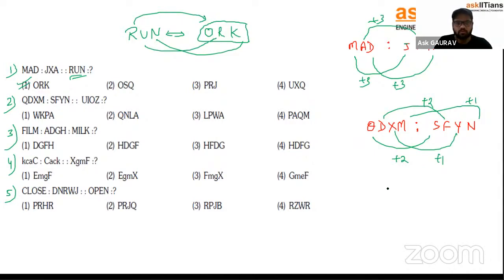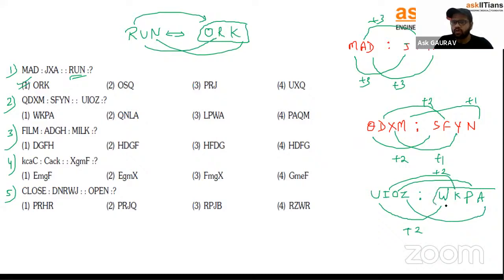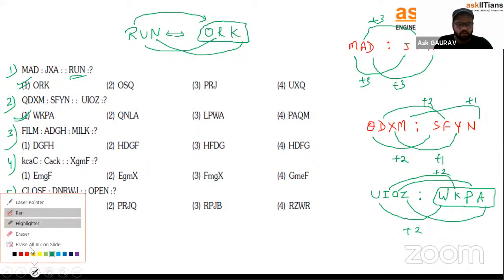So, UIOZ is to what? U plus 2: T, U, V, W, so W will be there. I plus 2: J, K, so K is there. Now plus 1: O plus 1 is P. Z plus 1 is A. So WKPA, check the option. The first option is right. Guys, is that clear or not? Are you getting the point? Tell me.